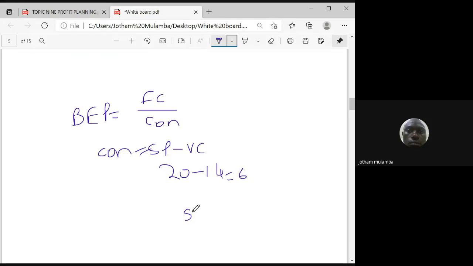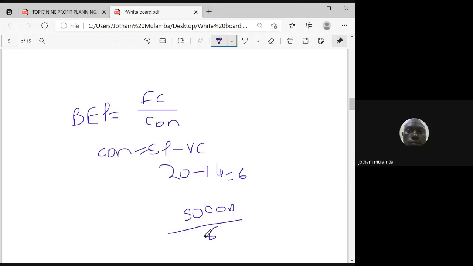So you can do 50,000 divided by 6 to get the break-even point. So do that and give me the answer. What's the answer? 50,000 divided by 6 is about 8,300. So in that case, those who got 8,000 thereabout, we are closer to the answer. We are closer home because it's about 8,300. So you could have missed some decimals or thereabout. So that's how we come up with the break-even point.